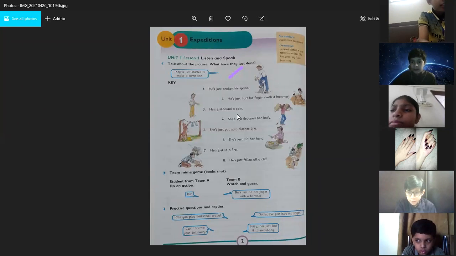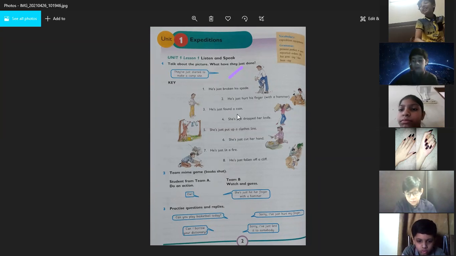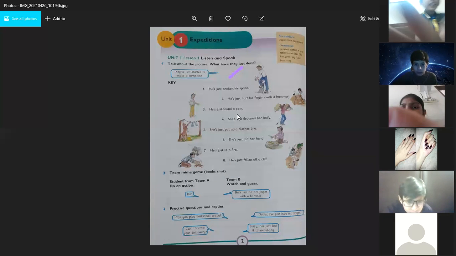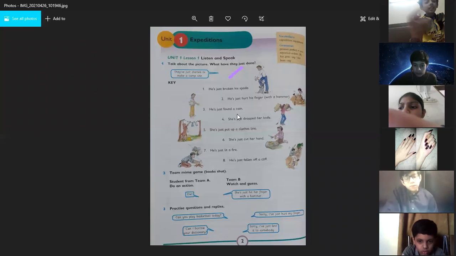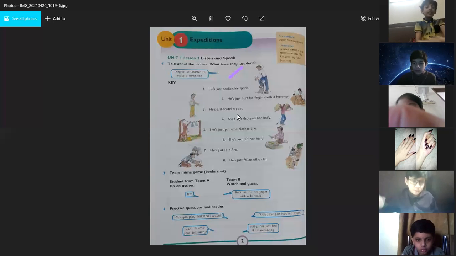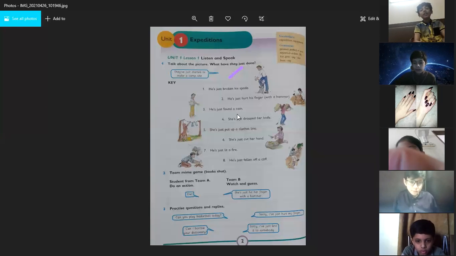See in the picture, na? He is putting a fire, and try to speak in English, beta, okay? Look at the picture. What is he doing? He is rubbing two stones. He is firing the wood and putting fire. Yes. He is trying to put on a fire, or light a fire.